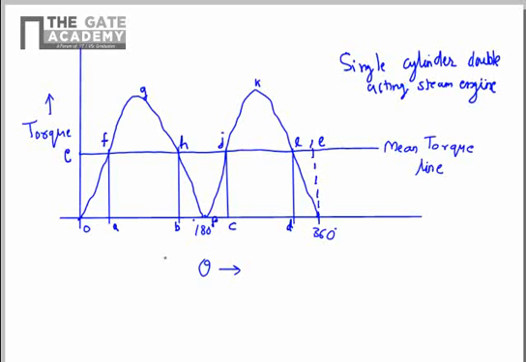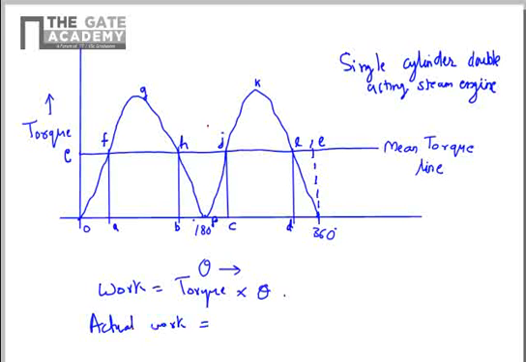So I've drawn the diagram again here for better clarity. We are talking about a torque versus theta diagram, and the area under the torque diagram is work, as work is equal to torque into theta. So the actual work will be determined by the actual torque line. So this is the actual torque line.